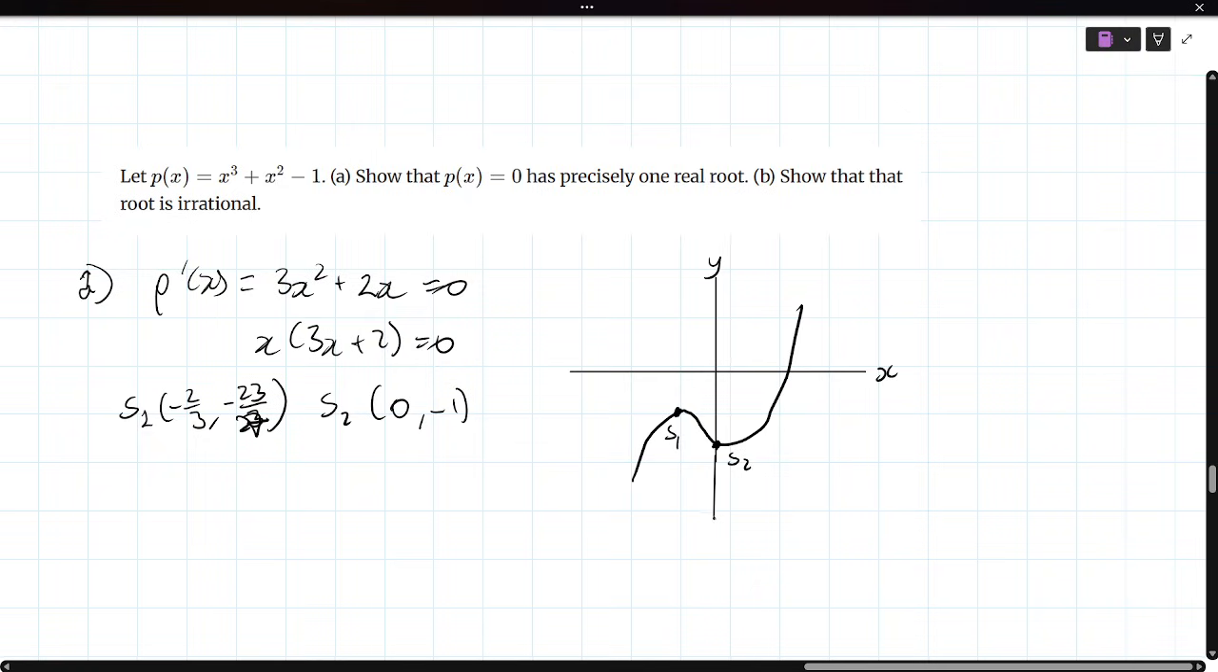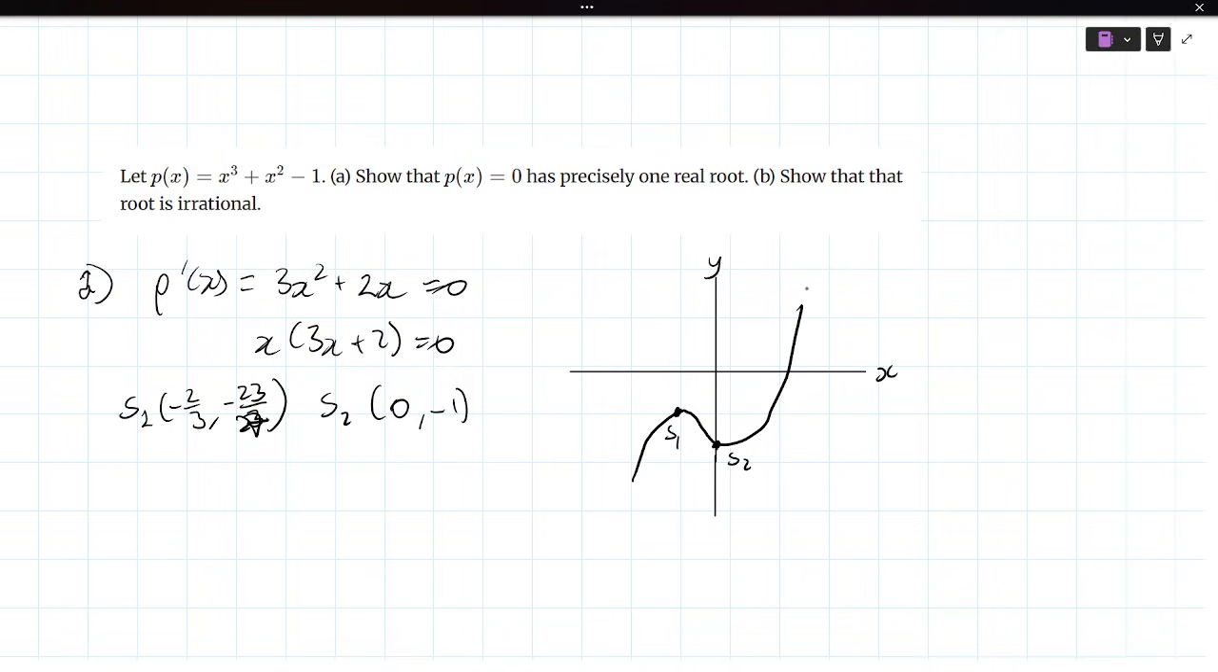Now, I know that cubics must always have at least one real root because they must cross the x-axis. Bear in mind, functions like these are continuous throughout all x. So if they start from negative infinity and go to positive infinity, they must cross the x-axis at least once.